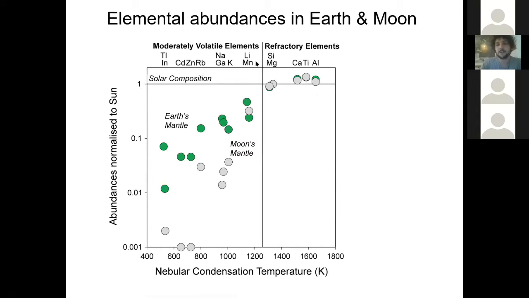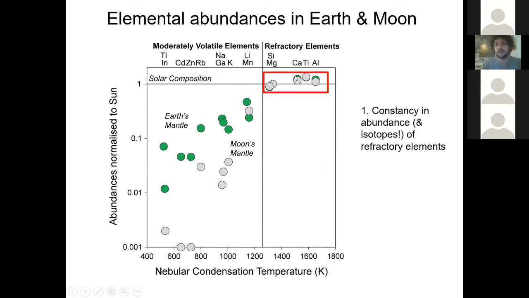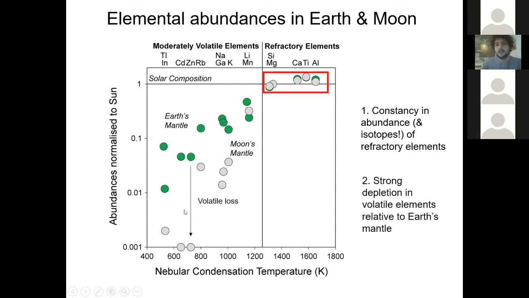However, if we're now moving away from the refractory elements and we move towards more volatile elements, we see that this concordance that we observed in the isotopic and elemental abundances of these elements breaks down as the elements become more and more volatile. So this, again, is the normalized abundance relative to the sun or relative to CI chondrites. And we see that the Earth's mantle in green has a higher quantity of these volatile elements than does the Moon's mantle in gray. And so there is a process that has preferentially affected the abundances of these elements in the Moon relative to the Earth. And it is this process that we would like to know a bit more about, because it may have important information as to the conditions at which the Moon formed.